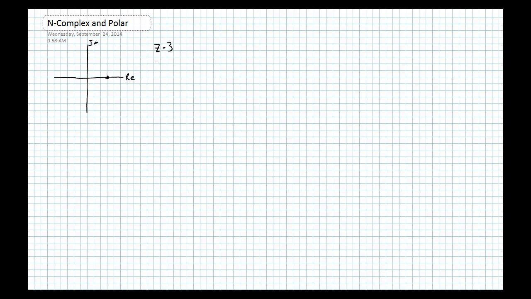Let's try another one. Let's try z, and we'll just label this one as 2. And let's try z2 equals 4 plus 3i. Alright, so we're going to go to 4 on the real, and then we'll go up to positive 3 on the imaginary. So 4, 3, right there. And so that right there would be the point for z2.